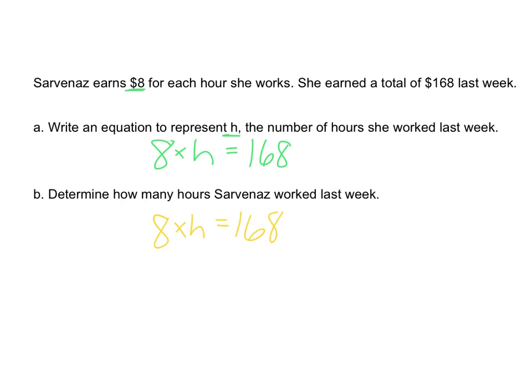Now we're going to solve for how many hours she worked. Right now H is being multiplied by 8, so to undo that, I need to divide by 8. And if you divide the left by 8, you have to divide the right by 8 as well. The 8s cancel on the left, leaving just the number of hours that she worked. And on the right, 168 divided by 8, if we type that into our calculator, we get that she worked 21 hours last week.